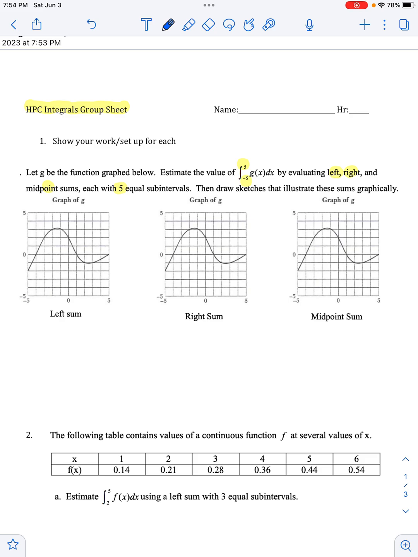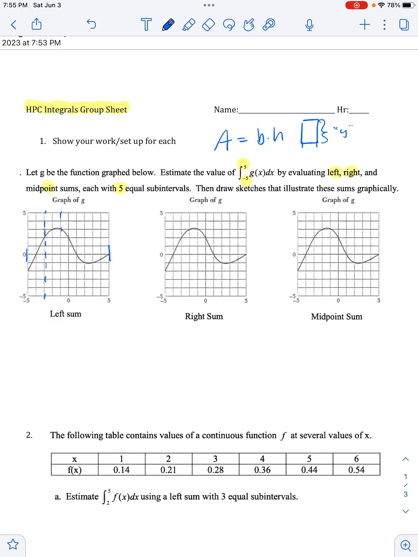So don't overthink it. You are doing rectangles and you are doing base times height, where the base is going to be the span of the x's and the height is going to be your y values for each of the x values. So here, if they are going from -5 to +5, that's actually 10 spaces. And if you're using 5 subintervals, they're each going to be 2 wide.